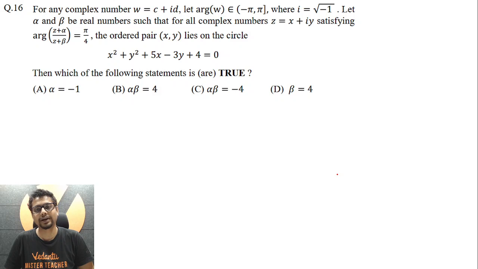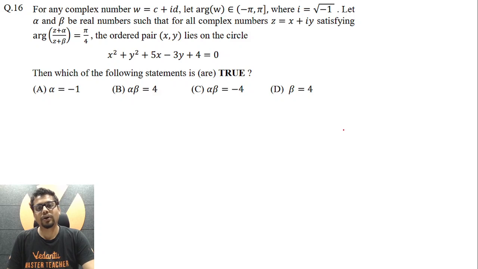to x plus iota y satisfies argument of z plus alpha divided by z plus beta equal to pi by 4. An ordered pair x comma y lies on this curve x square plus y square plus 5x minus 3y plus 4 equal to 0, which is essentially a circle. Then which of the following statements is or are true? It is a multiple choice, multiple correct type question.